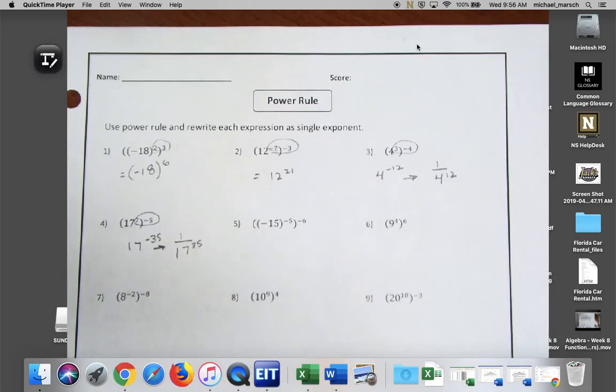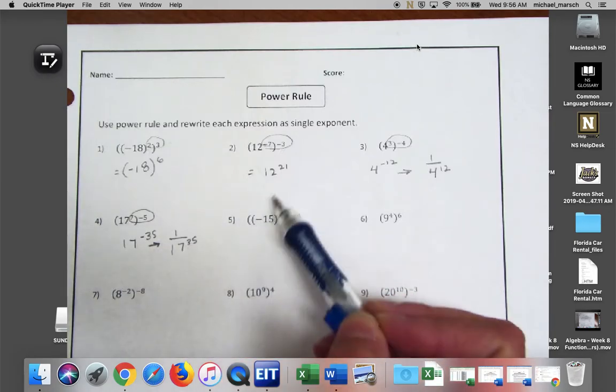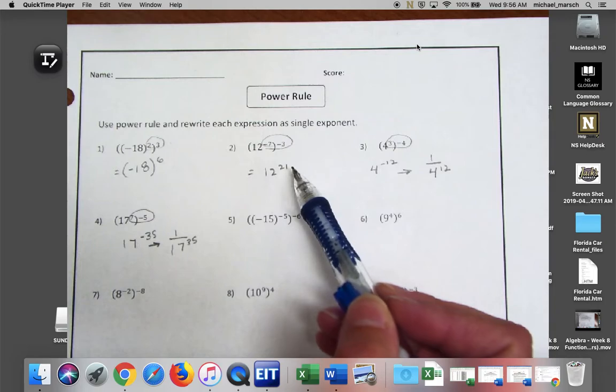Okay, so you're going to continue like that. Anytime you end up with a negative exponent, you have to fix it. If you multiply and you have a positive, then you just leave it the way it is.